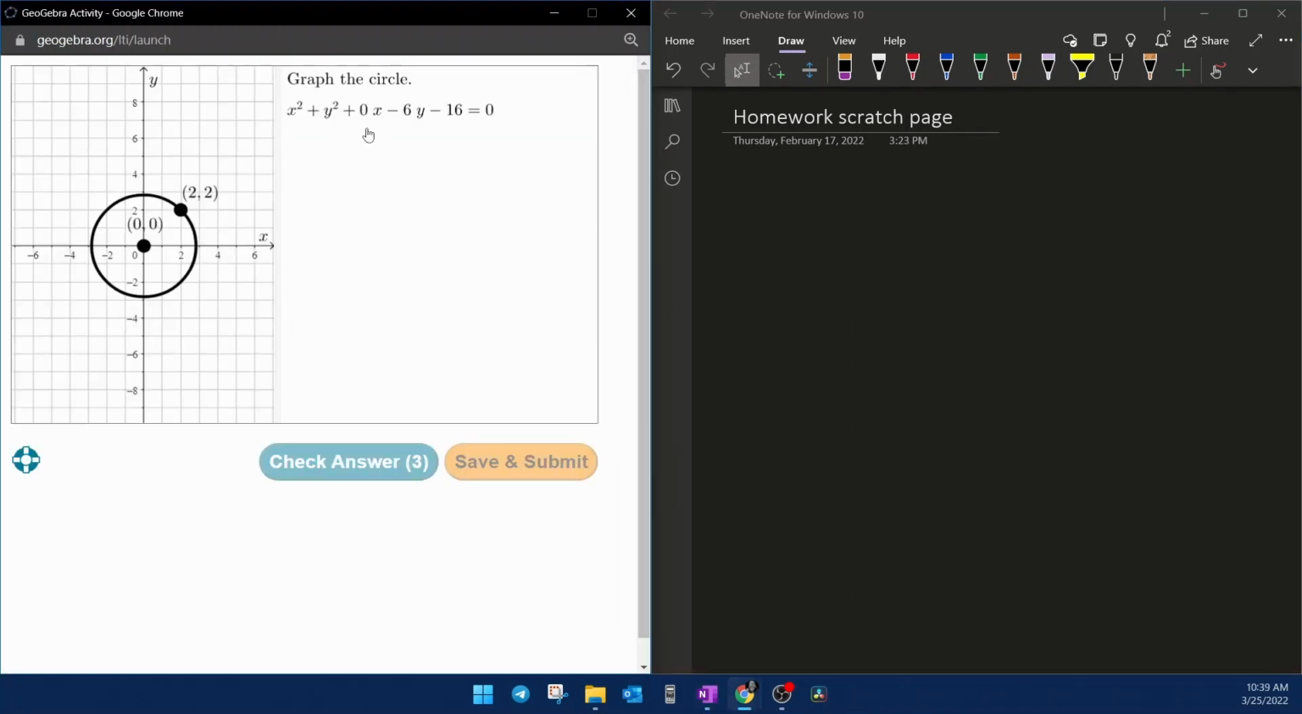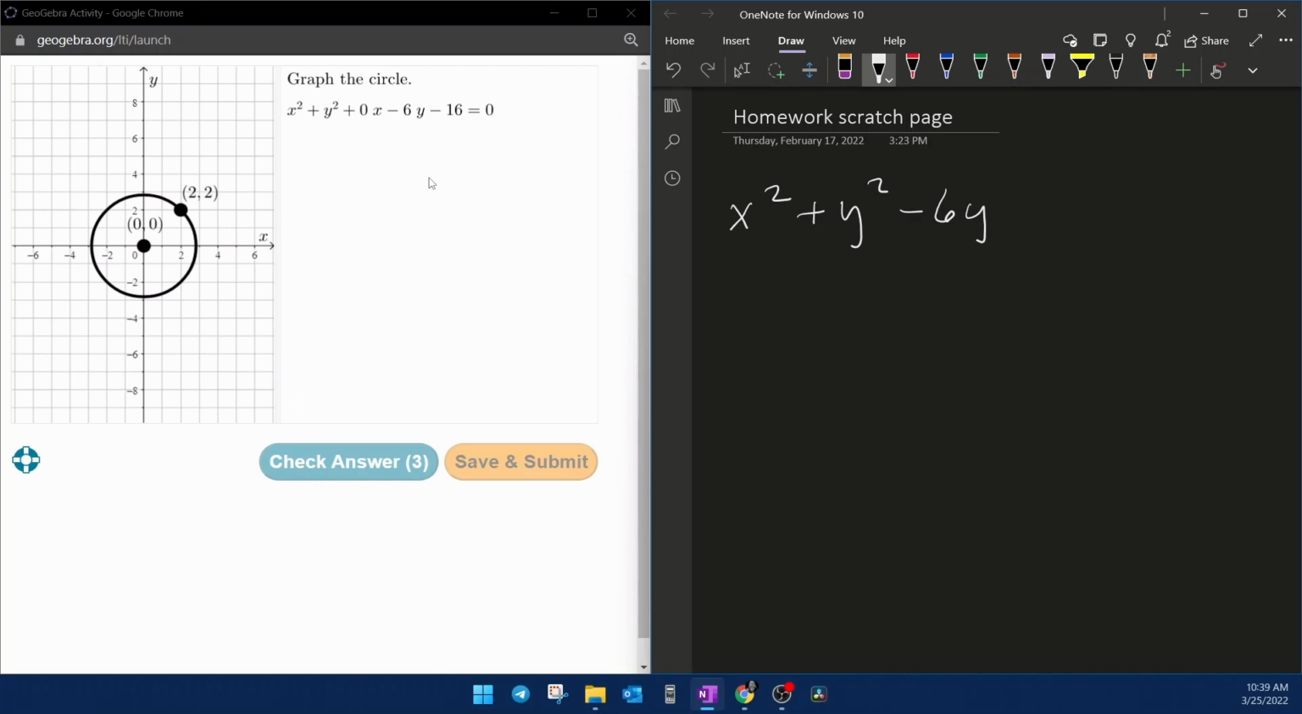And once that opens up, that may be a little bit hard for you to see, so I'm going to recopy that over here in my scratch work. They give me the equation x squared plus y squared plus 0x. Now I'm going to skip that term because 0x means no x's, and I don't really need to write that. Minus 6y minus 16 equals 0.